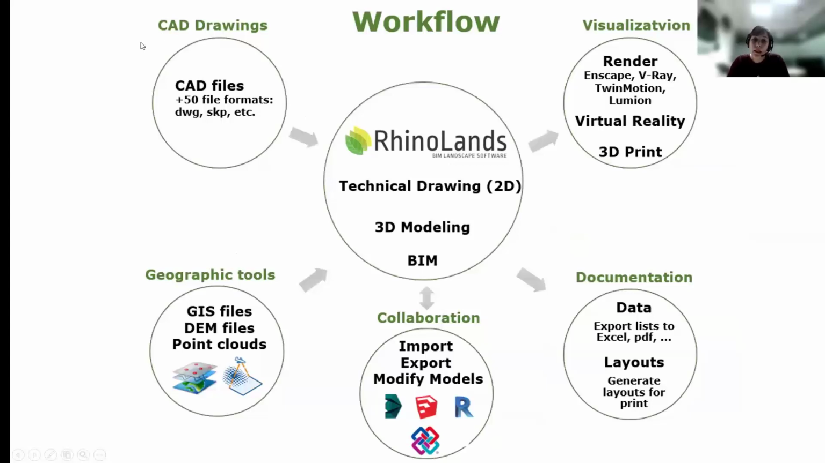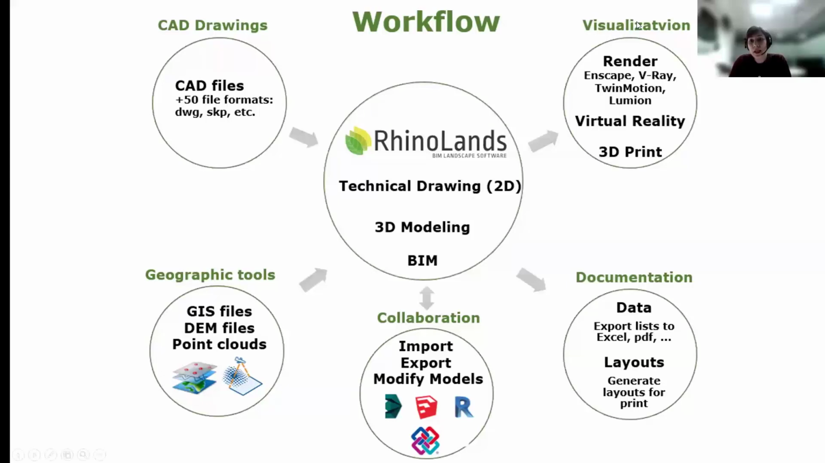But in the case that you have some AutoCAD or any kind of CAD file, CAD drawings, you can import them into RhinoLands. For example, if you have DWG files or SketchUp files, you can open them directly in Rhino. If you have geographic information and geographic files like GIS, DEM files, or point clouds, or LiDAR, we can open them also directly into RhinoLands.